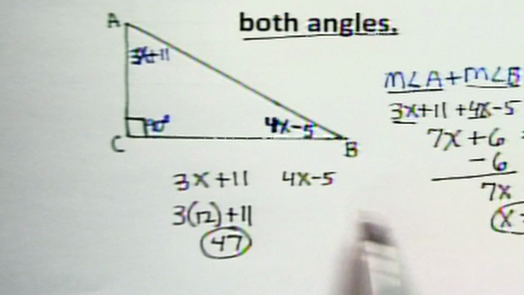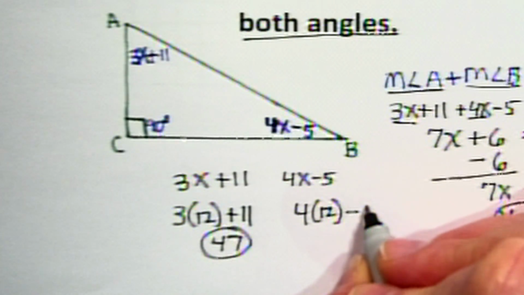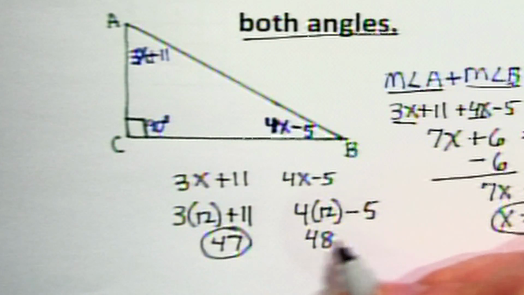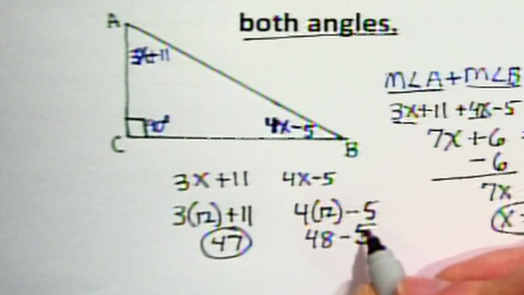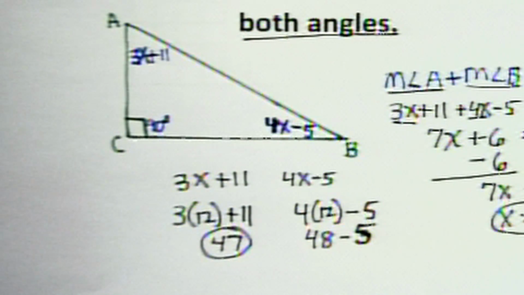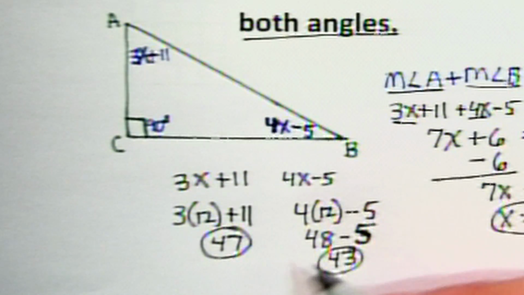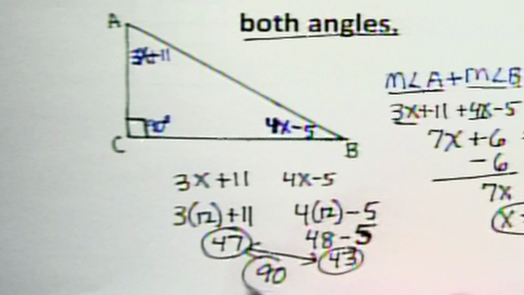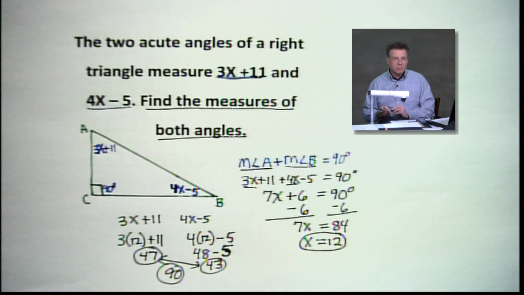Let's check our other angle out. Put in our 4 times 12, and then we are going to subtract our 5, all right? So 4 times 12 is going to give you 48. You're going to subtract the 5, and that's going to give us 43. And if you know something about these two angles, they give you 90 together. Add that 90 there, you're back to 180, and your problem is solved.